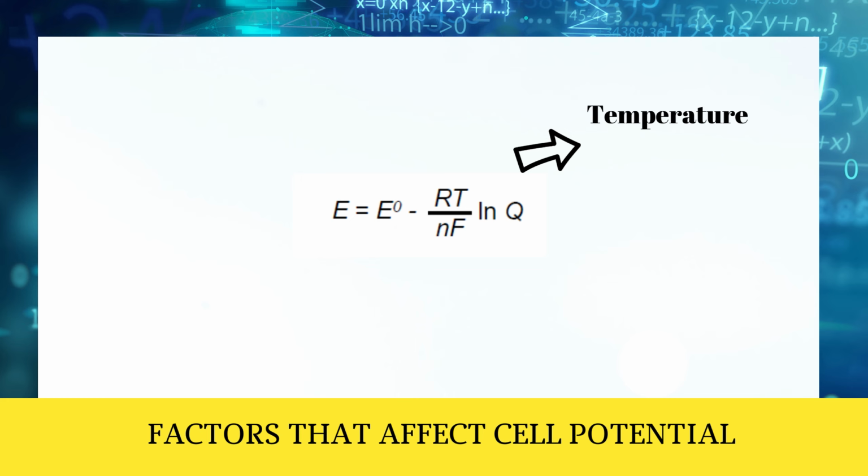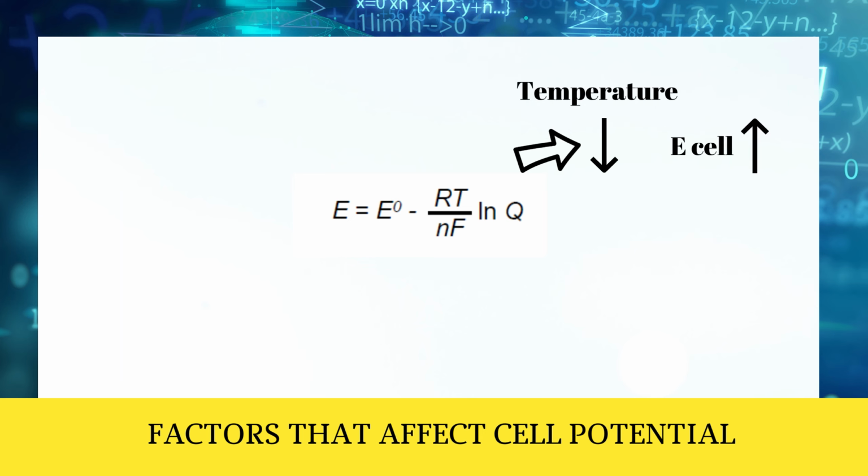Next we move to the factors affecting the cell potential. Based on the Nernst equation, the magnitude of the cell potential depends on temperature. Please refer to the Nernst equation. At lower temperature, the term RT over nF becomes smaller, so the magnitude of the cell potential increases.